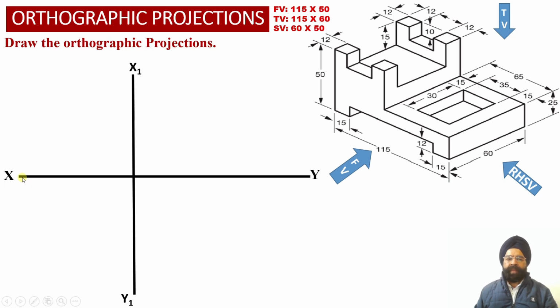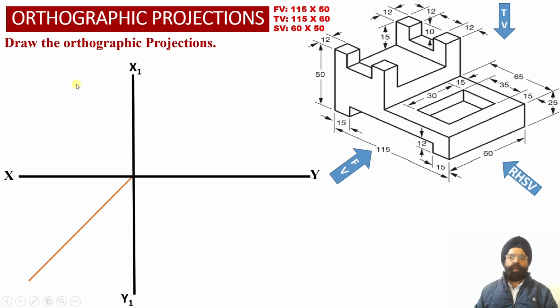Here we have drawn the XY reference line and the X1, Y1 reference line. We have also obtained a transfer line which starts from the origin point, that is the intersection of the XY and the X1, Y1 reference lines. This transfer line is inclined with respect to the XY reference line at an angle of 45 degree. This transfer line will be used to transfer the distances from the top view along the depth orientation into the right hand side view orientation.